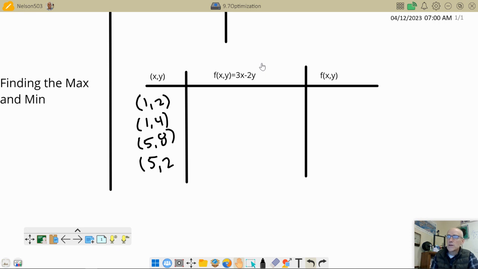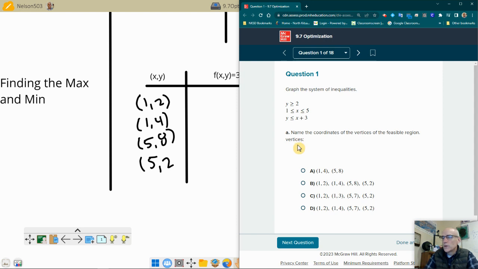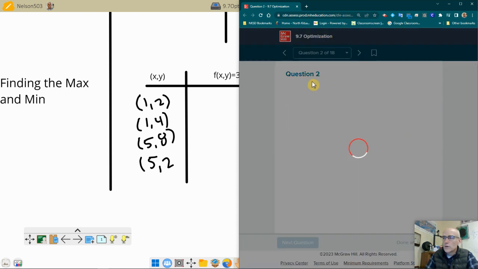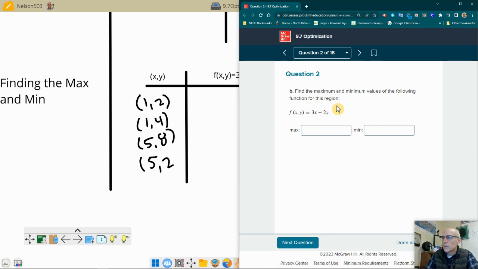This is the equation that we're trying to minimize or maximize. So shoot, I didn't make that clear. First you pick the one that has these 4 points: 1, 2, 1, 4, 5, 8, 5, 2. It's this one right here, it's B. Then on part 2, or question 2, it's related to number 1. It says find the maximum and minimum values of the following function. So this is the part about optimization that we're talking about today.